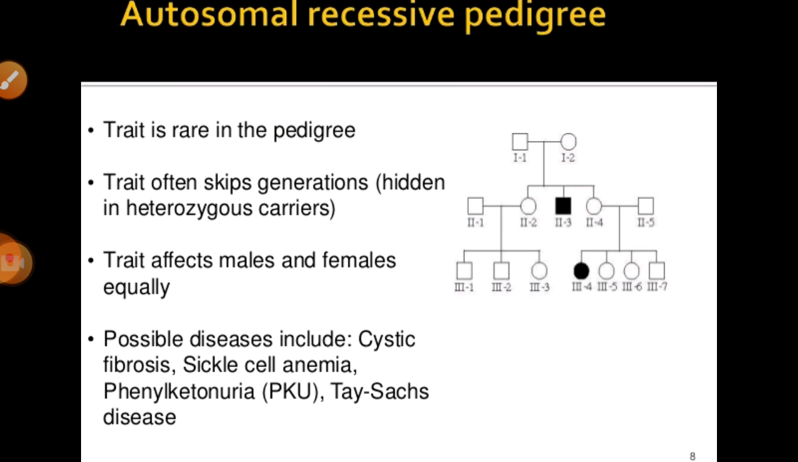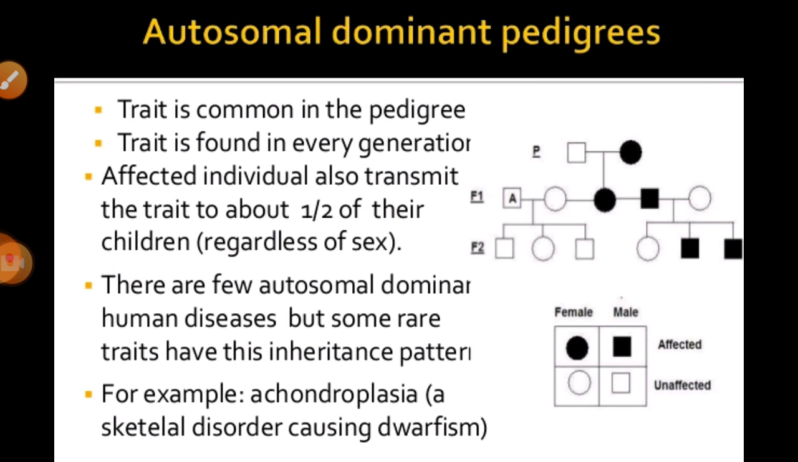They can always show the autosomal recessive. If we talk about the autosomal dominant pedigrees, in those conditions the trait is common in the pedigree and is found in every generation, which means you can see this trait in each and every generation.